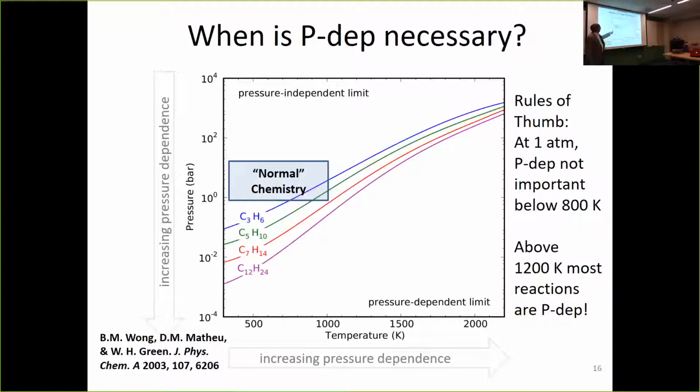Rule of thumb, at 1 atmosphere, if you're below about 800 Kelvin, you usually can get away with not worrying about PDEP. So if you're in that regime, most of the time, for most reactions, you're okay. And if you're above 1200 K, you definitely have to be worried about PDEP because almost all the reactions are going to be significantly pressure dependent. All right. It depends on the pressure, it depends on the temperature, it depends a little bit on the well depth, the exothermicity of the reactions, and it also depends on the size of the molecules. But the biggest effect actually is the temperature.